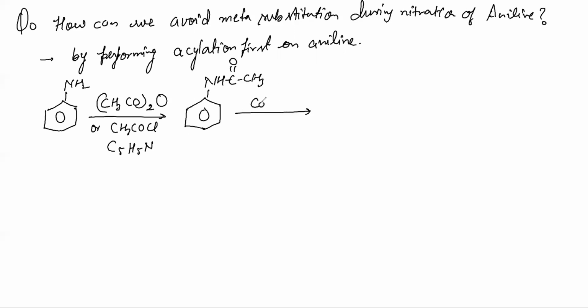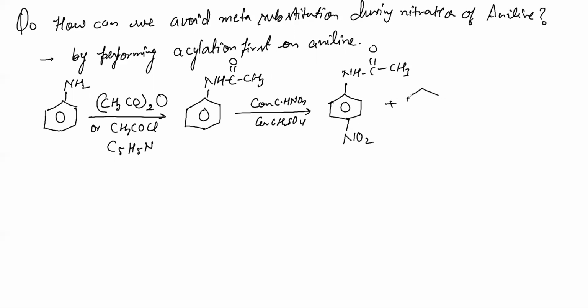And then you perform your reaction. Concentrated HNO3, concentrated H2SO4. Now you will never get meta product. You will always get ortho and para substitution. You will get this NO2 plus you will get this NO2. And which one will be major? Para. It will be major.